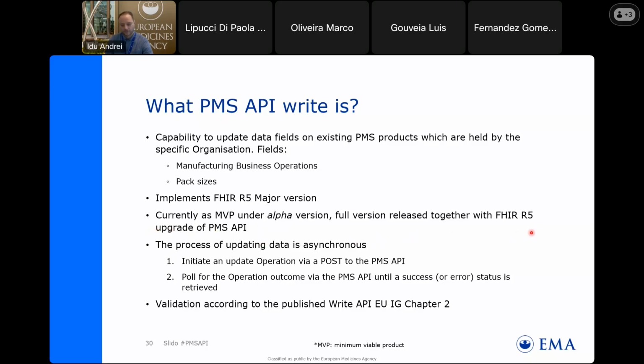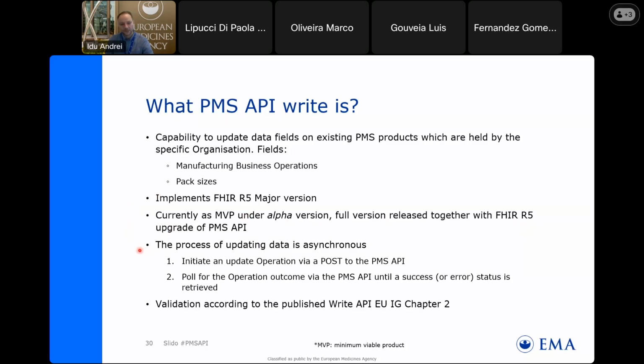We actually want to have as a target the full read and write capabilities working on FHIR R5 major. So that is what we aim to have in most likely 2026.